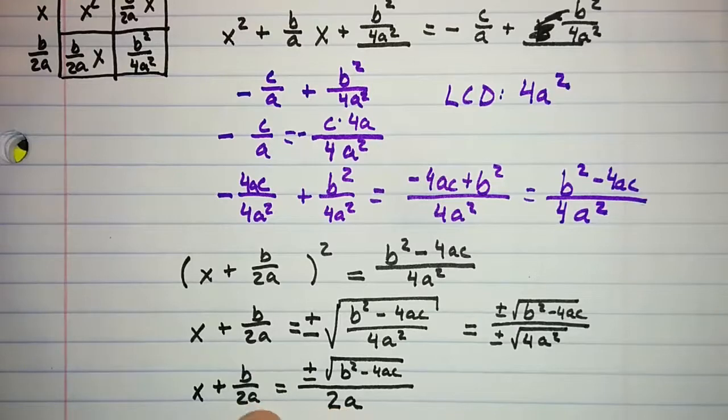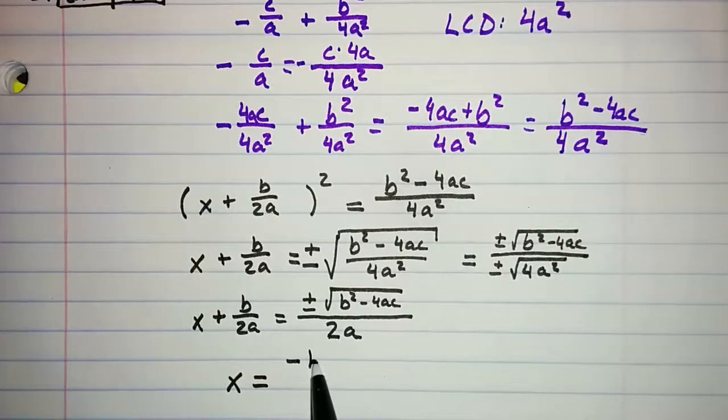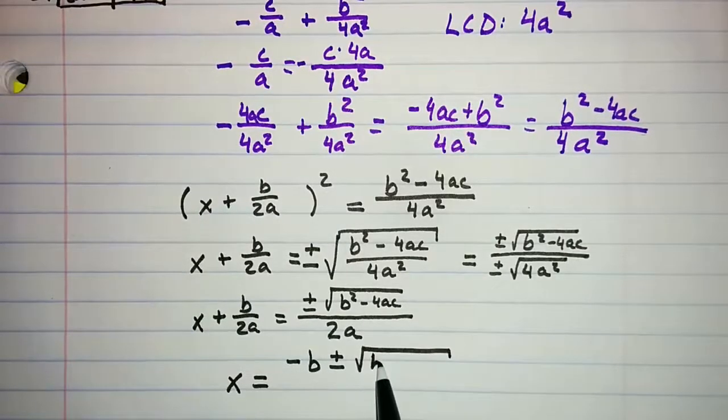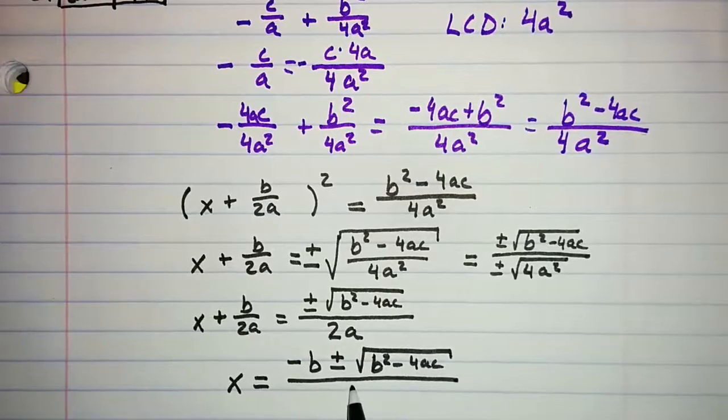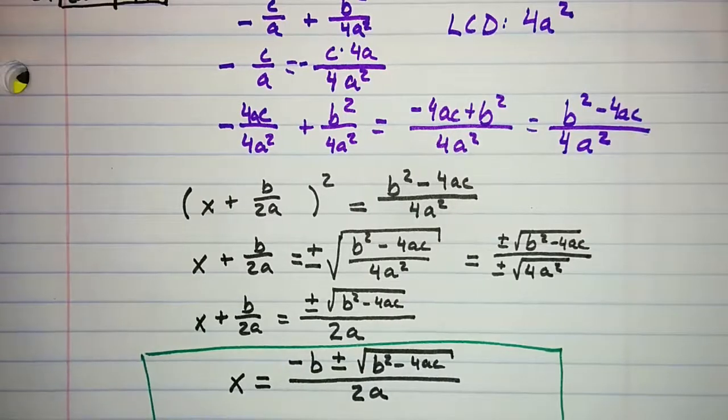Common denominator here. Subtract b over 2a from both sides. I get x equals negative b plus or minus the square root of b squared minus 4ac, all over 2a. That was a mouthful, right? Do I expect you to be able to go through this derivation on your own? No, absolutely not. What we've just derived is called the quadratic formula.